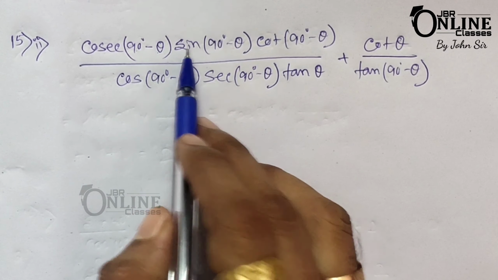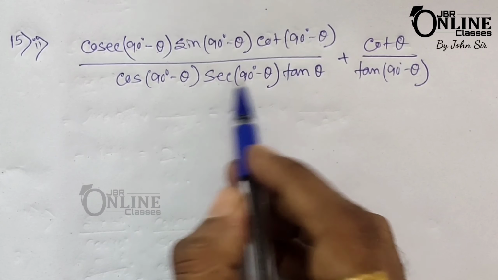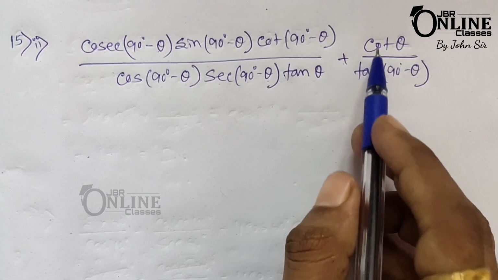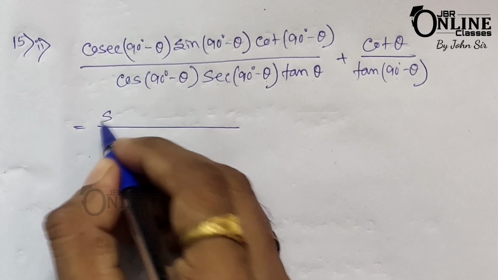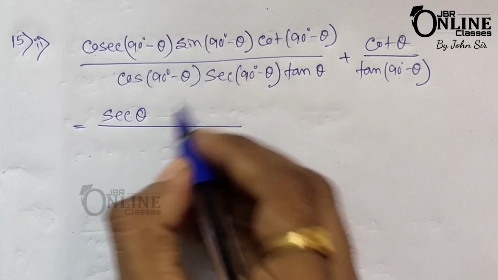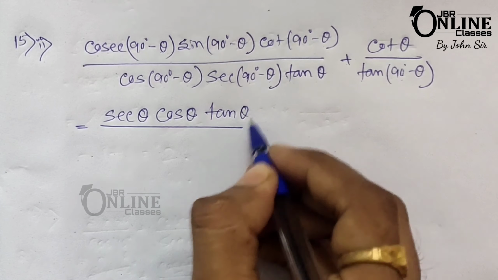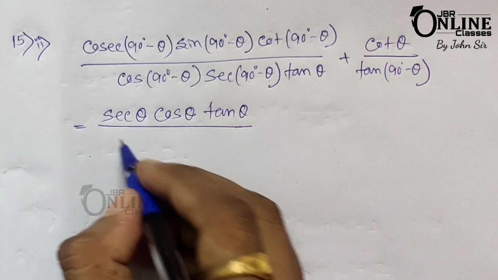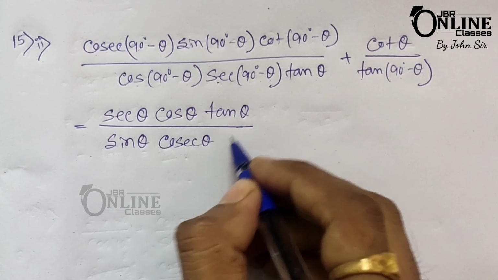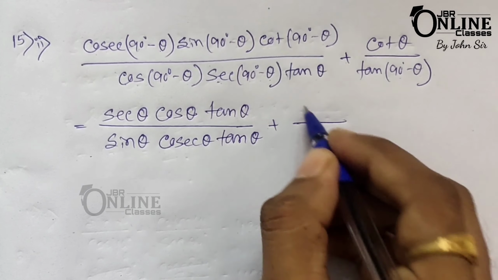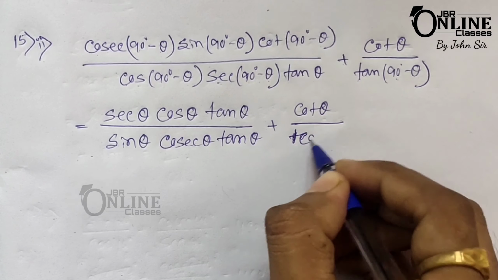Cosec(90 − theta) sin(90 − theta) by cot(90 − theta) by cos(90 − theta) sec(90 − theta) tan theta, plus cot theta by tan(90 − theta). So first one, cosec(90 − theta) is sec theta, then sin(90 − theta) is cos theta, then cot(90 − theta) is tan theta. So here cos(90 − theta) is sin theta, sec(90 − theta) is cosec theta, and again tan theta, plus the upper one cot theta, and tan(90 − theta) is also cot theta.